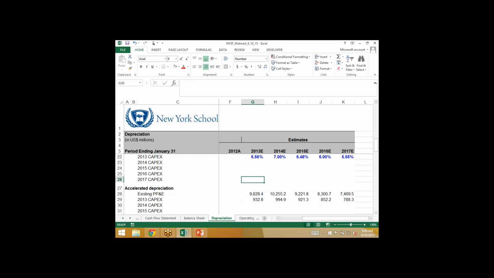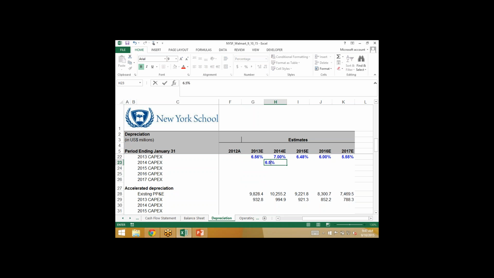Next year, remember, it's Capex that hasn't come in until 2014. So we don't want to see any values here. We start in column H. We start the percentages in column H. We start the depreciation in column H. So it's the same percentages because it's total 25-year Capex, but we don't start depreciating at 6.56 until 2014.